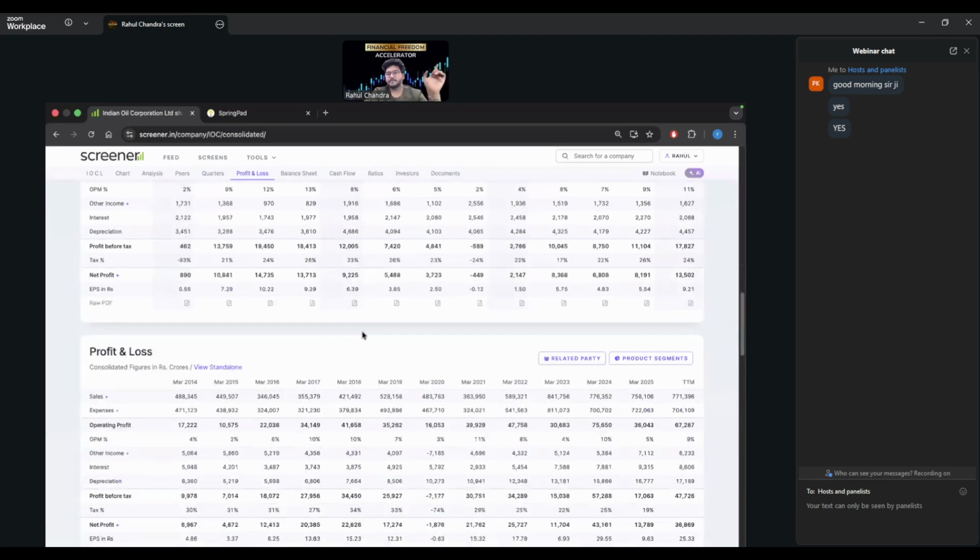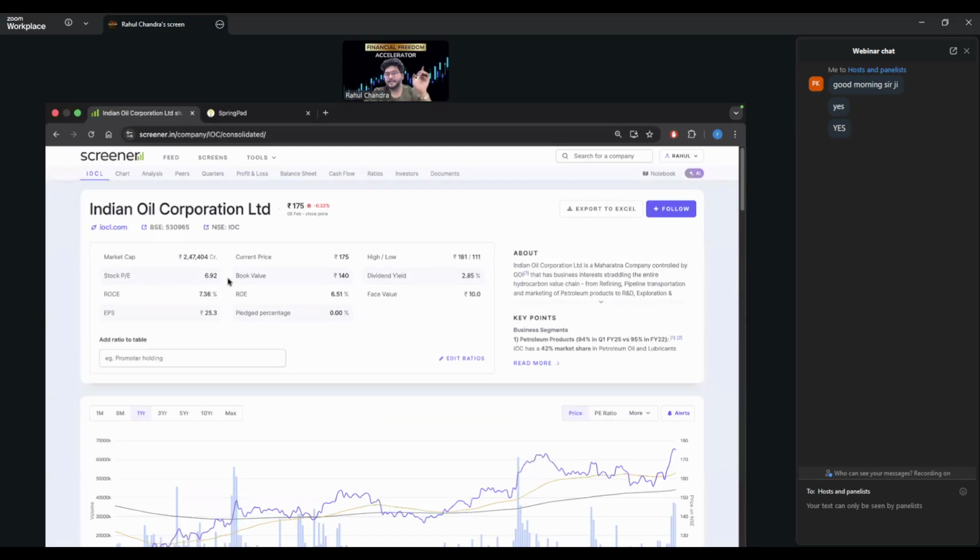12%. What was it for CDSL? 58 PE, 31 growth. This one is 7 PE, 12 growth. Now tell me something. If I just look at the PE for these two companies, IOCL's PE is only 7 and CDSL is 58. That means by default, IOCL is a better company. Does that make sense? Or does the second data point also make sense?